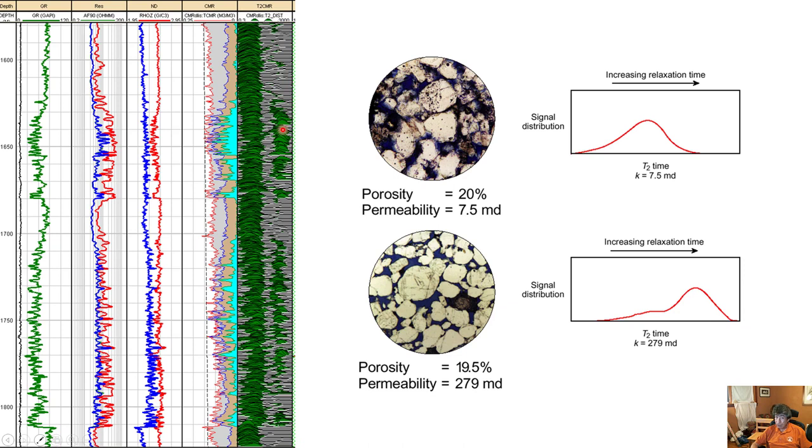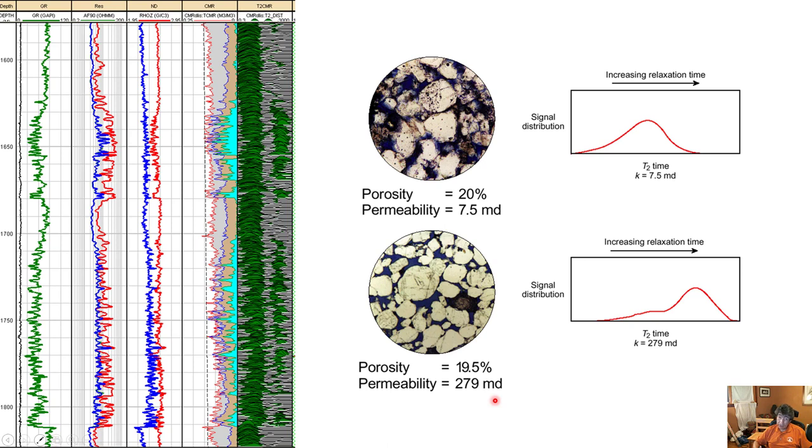And just to give you two conditions, you can have two rocks with the same porosity. Here, this is 20%, and this is 19.5%, very close to 20. So we have very close porosity. But what about the permeability? The permeability is not the same. In the upper part, we have 7.5 millidarcies, and in the lower one, we have 279 millidarcies. So why is it that with the same porosity, we have different permeabilities?